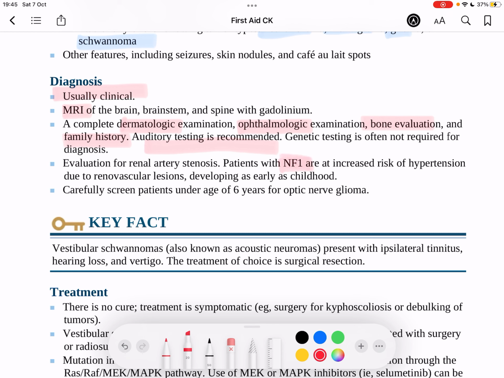You can also evaluate for renal artery stenosis, and that's just because people with NF1 are at increased risk of secondary hypertension due to some form of renovascular lesion. And you should be carefully screening patients under the age of 6 for the optic nerve gliomas, just because it's so much more common in the pediatric population as NF1 is seen.